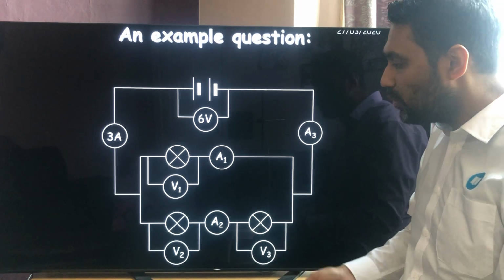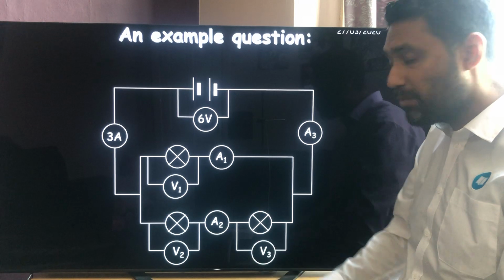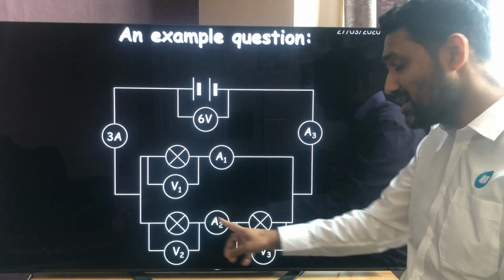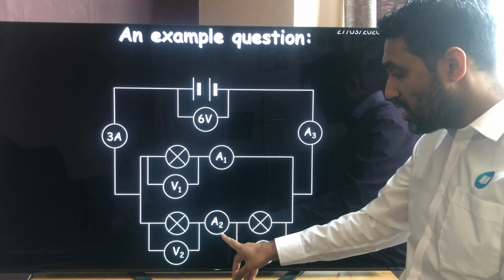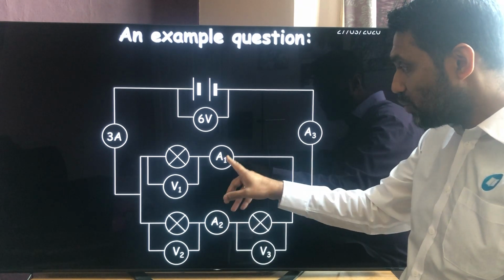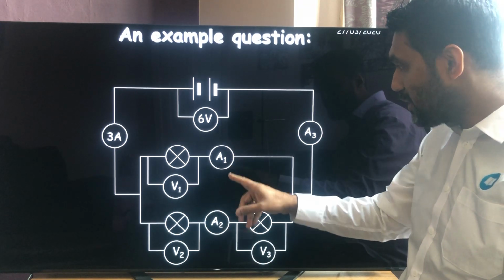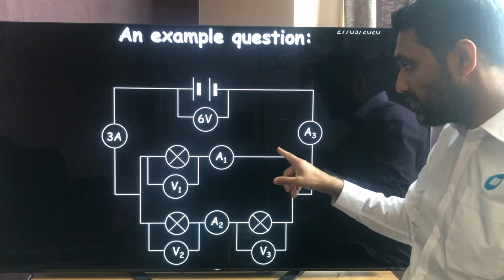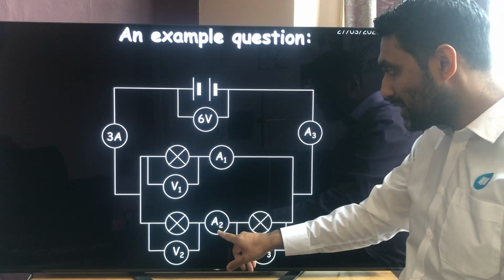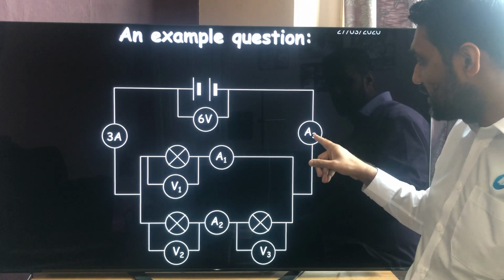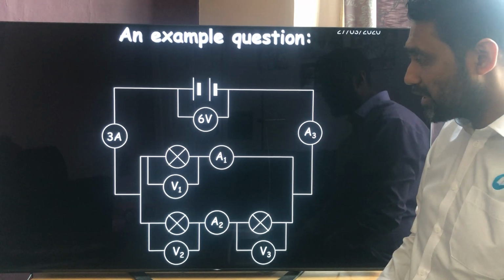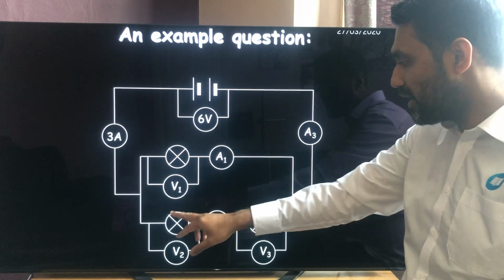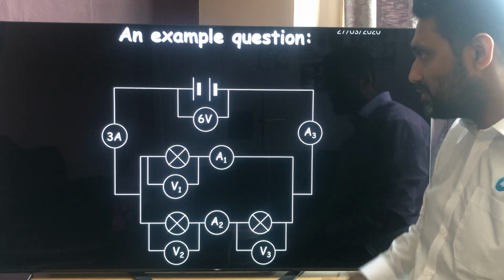Which goes where? Well, the 1 amp goes to where there's more bulbs because it's going to have less current flowing through there. So this one is going to be 1 amp and A1 is going to be 2 amps. So this one's going to have more current flowing through it. So it's going to be 2 amps and 1 amp there. And then this one is going to be what we all started off with, 3 amps. Okay, so 2 people walking through there, 1 person walking through there, eventually join back up together again.